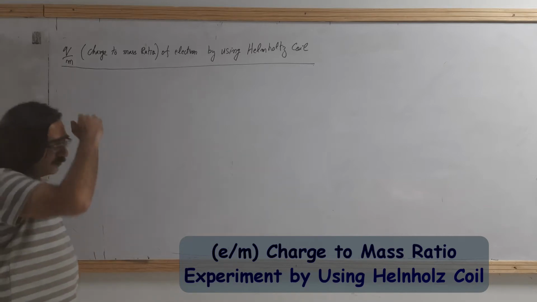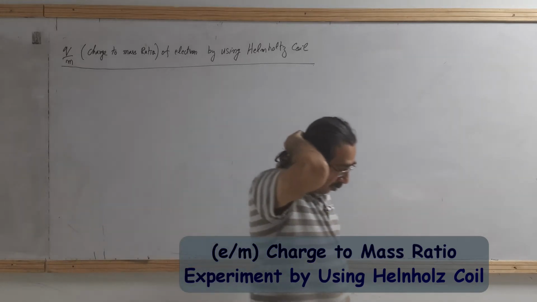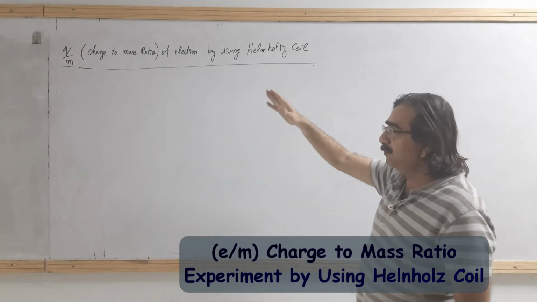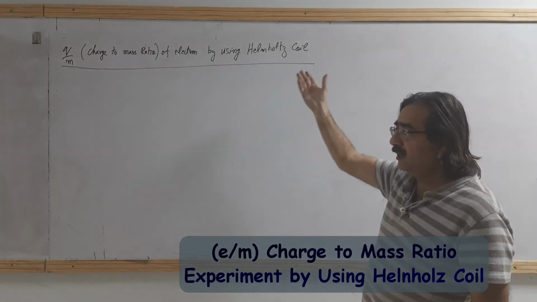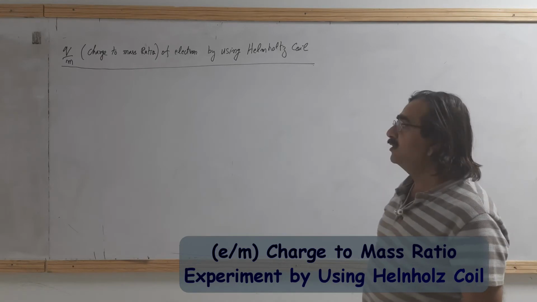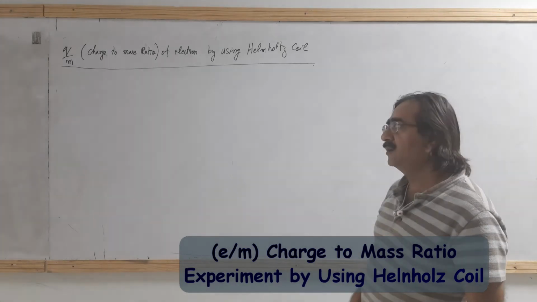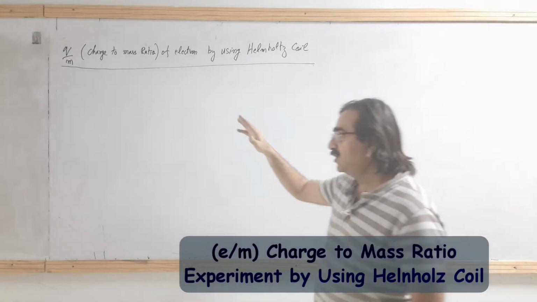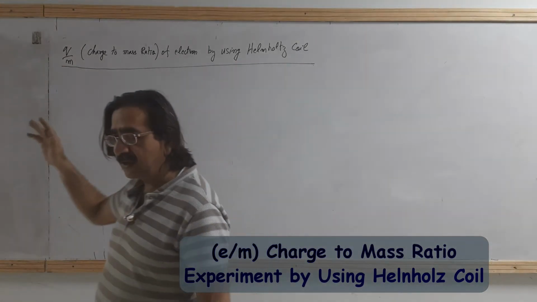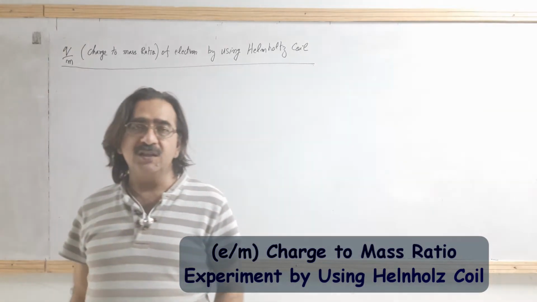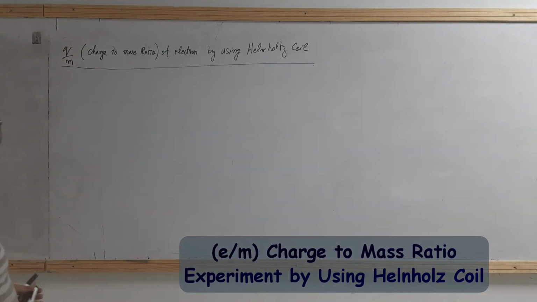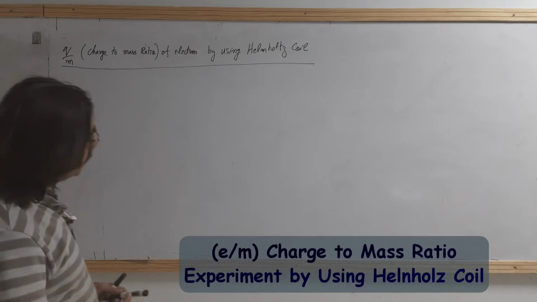So in this experiment we will measure the charge to mass ratio, and from another experiment we will measure the charge on the electron. When we know the charge to mass ratio and the charge on the electron, in this way we may find the mass of the electron. Okay, so how will we find it? What is the theory behind that?